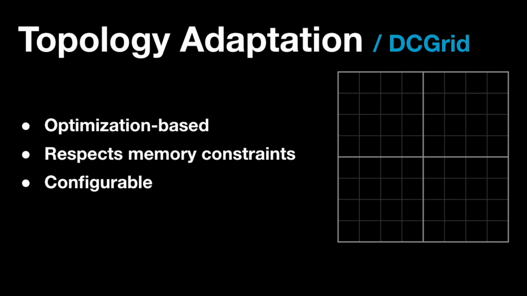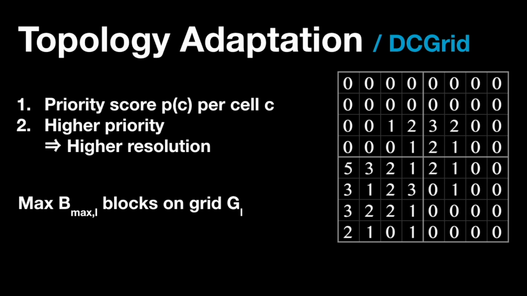Well, we introduced an efficient optimization-based algorithm for adapting the grid resolution over the spatial domain. Our algorithm optimizes the grid topology under a memory constraint, and the optimization criterion can be configured by the end user. Our algorithm works by assigning a priority score to each cell. In our experiments, we used a cell's vorticity magnitude as its priority score, but it's entirely possible to use any other measure, such as a cell's velocity gradient or perhaps its distance to the camera.